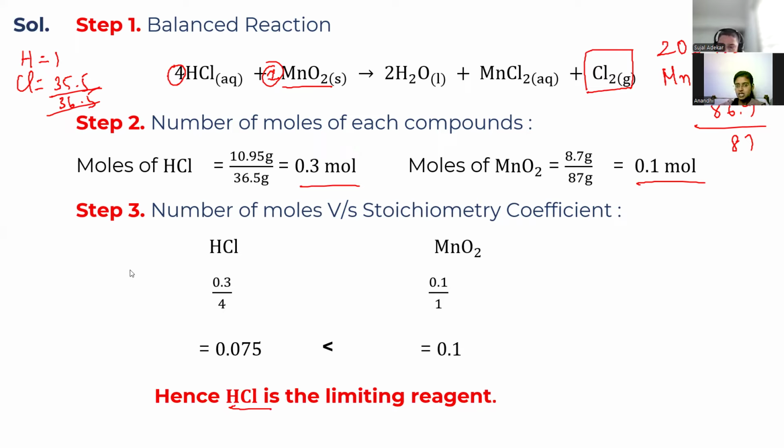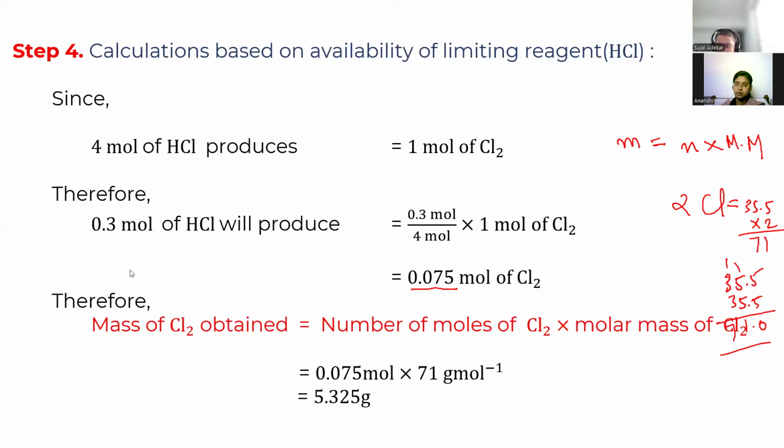Are you getting 71 gram, 71 gram per mole? Just multiply these two and you will get 5.325 gram as the answer. Mass of chlorine obtained. Okay? Clear?